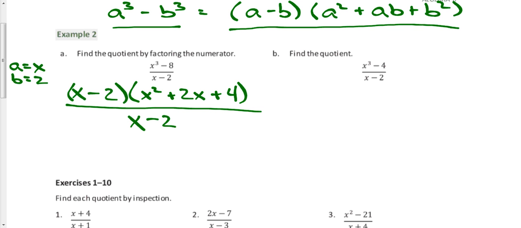Now, how does that simplify? Yes, Sophie. So you cancel out the x minus 2's, yes? So this cancels out with this, and I'm left with x squared plus 2x plus 4.